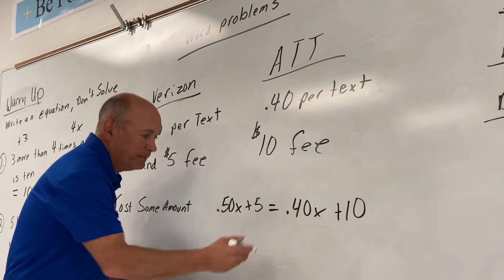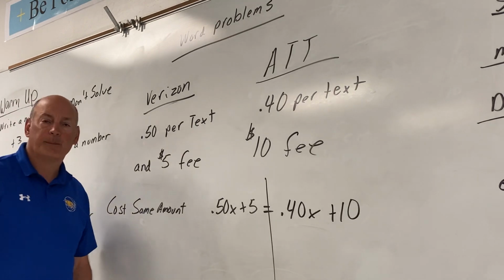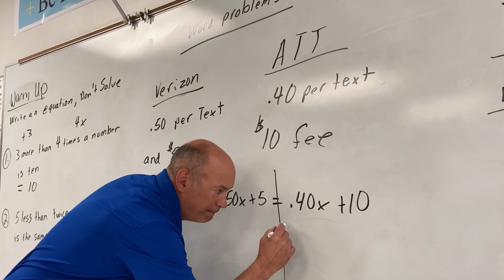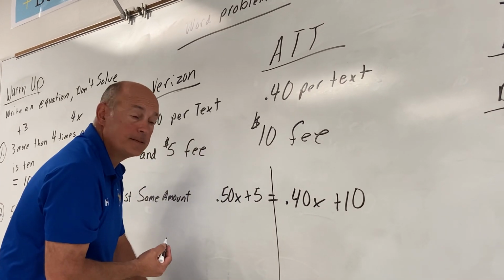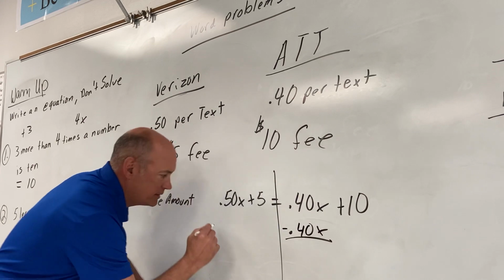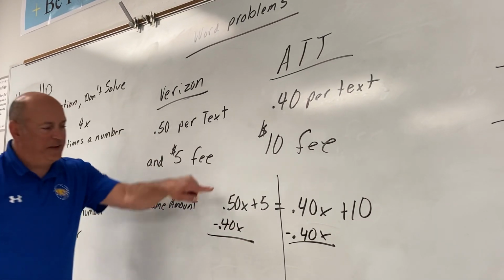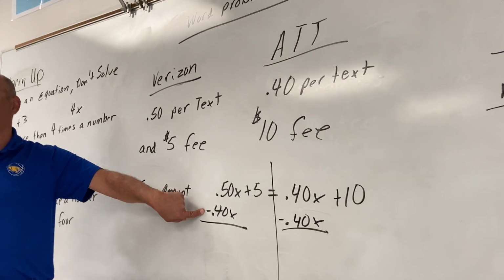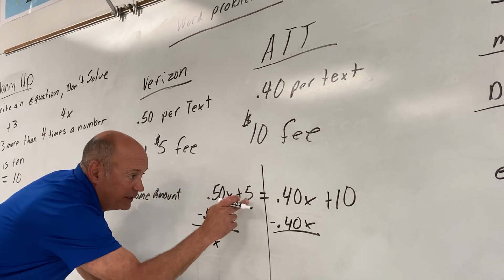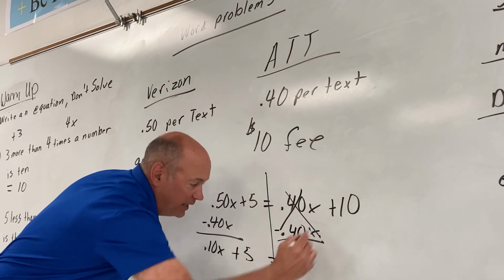So let's solve it. Claudia, which x is smaller? 0.40. Let's move it. How can I move it? Subtract it. Good answer. So I'm going to subtract 0.40x. What is 50 cents minus 40 cents? 10 cents x. Plus 5. Don't forget the plus 5 equals, that's 0.10.